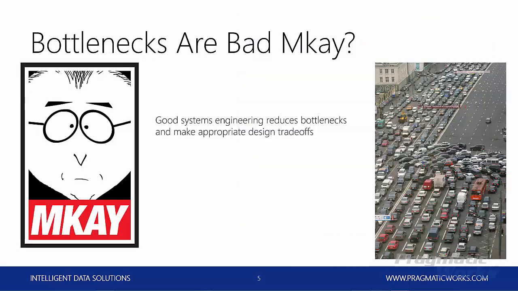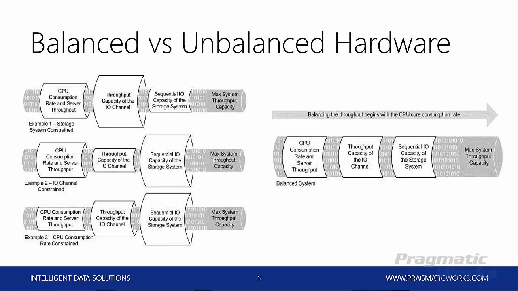Bottlenecks are bad. I don't know about you, but I would hate to be stuck in traffic like the folks over there on the right-hand side. Good system engineers reduce bottlenecks. They make appropriate design trade-offs where we need to. I'm a realist, and I realize there is only a certain amount of things that we have to work with. What we want to do is make the best physical choices that we can. The main idea is for us to identify where our bottlenecks are and attempt to streamline them. When everything is in tune, you flow like a well-oiled machine.